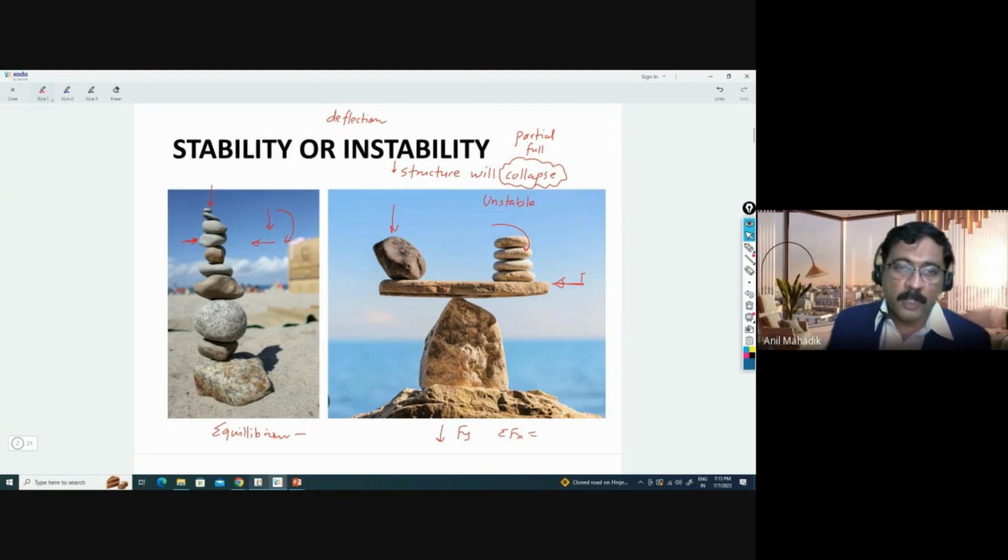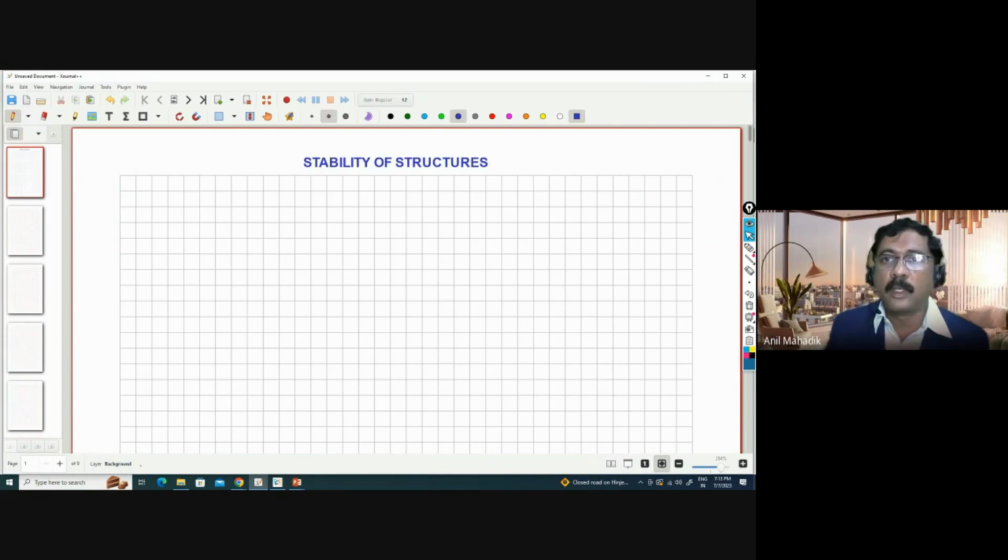Now, we know that we design the structures for stability. We design the structures for strength. We design the structures for serviceability.